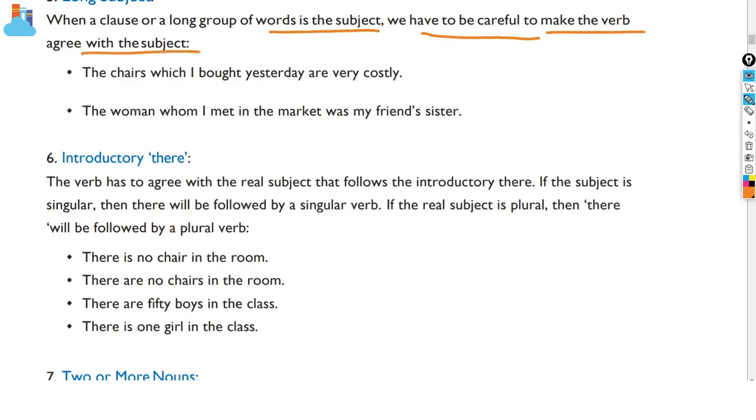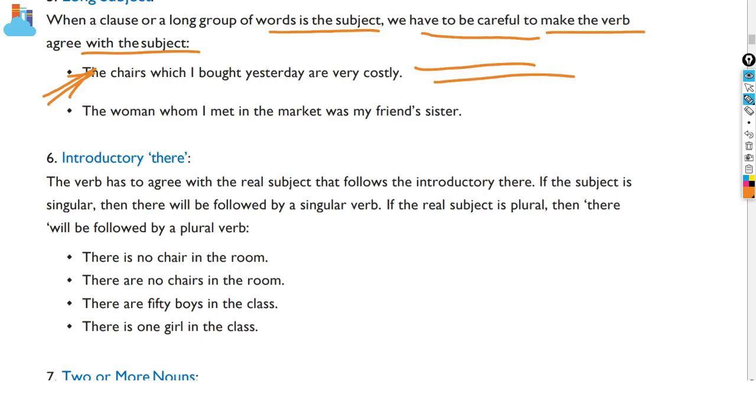Normally, my dear children, in the case of compound and complex sentences, when they consist of clauses, subordinate clauses, coordinate clauses or other clauses, it becomes very difficult to find out which one is the subject. Therefore, we need to be very careful first to detect what the subject is. The chairs which I bought yesterday are very costly. See this sentence, and this sort of sentence we write in the exam too.